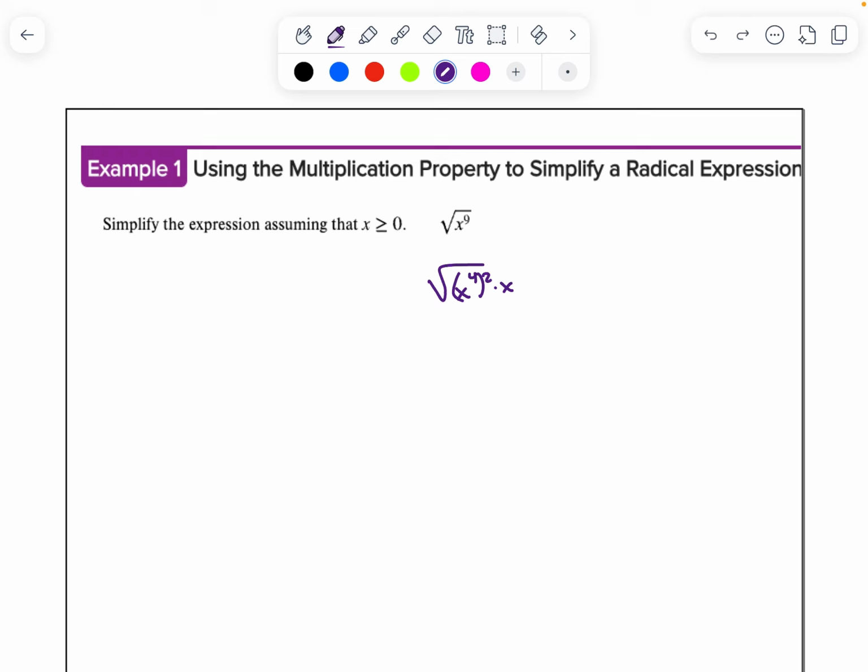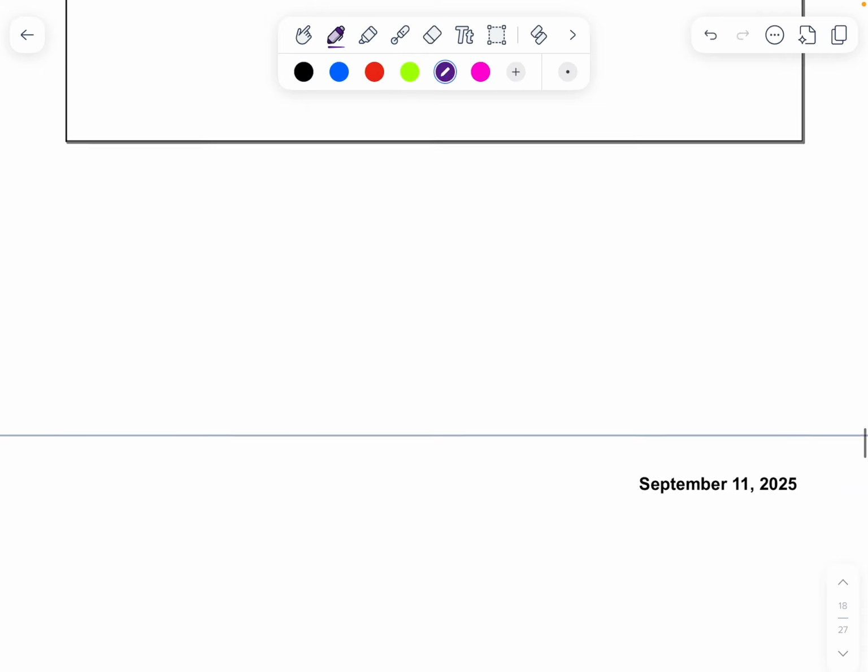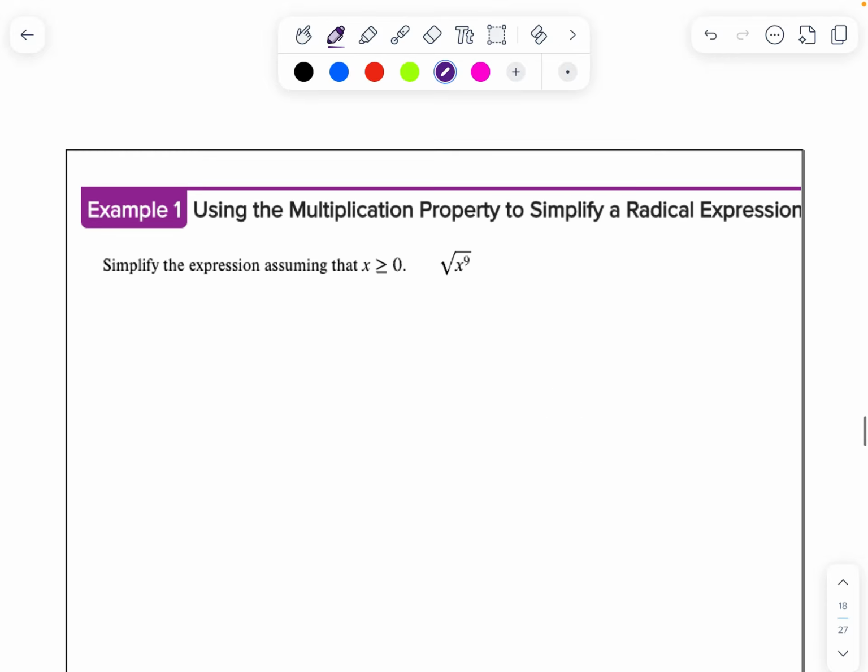All right, the way that we're going to look at it now is a little bit differently. I wish that we had started one slide later. For any simplifying that we're going to do with a radical, we're going to try and find pairs here because we have an index of 2. That's telling us how many is in a pair. And we're going to break this down into its prime factors. So x to the 9th is the same thing as x, x, x, x, x, x, x, x, x.